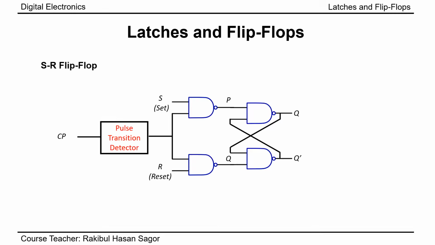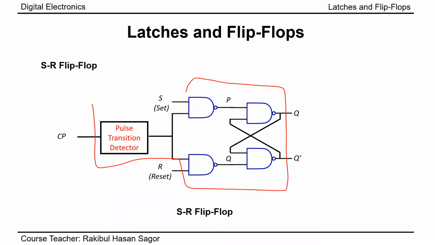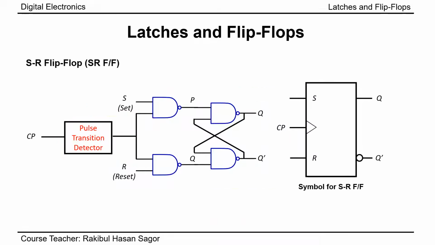Finally, you can say this is an SR latch that is connected with a control input, and that control input is supplied by a clock pulse. So combined, this portion is named an SR flip-flop. Here you can see the graphical symbol for the SR flip-flop. We have the S input here, the R input, and the output is on the right side. There is one extra input, that is the clock pulse input.